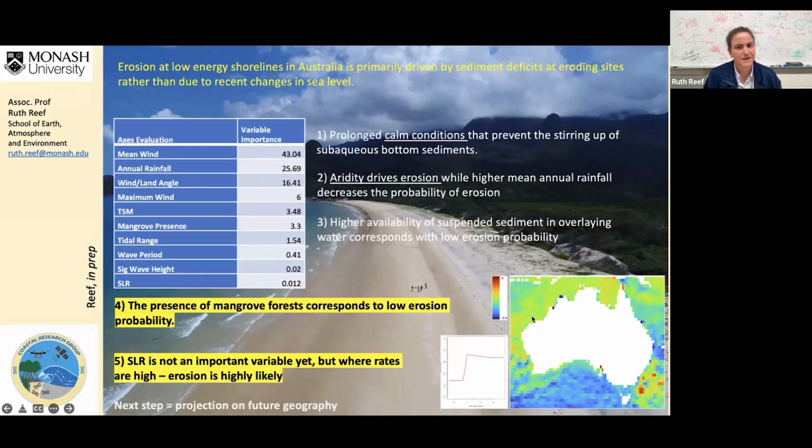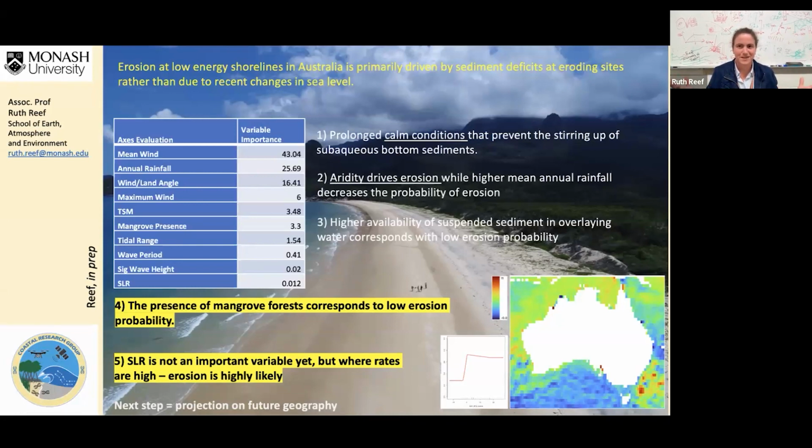And we can see that there are some areas where sea level rise is a bit higher. And where you increase sea level rise, so if I keep everything else on an average level and just play with sea level rise, if I increase sea level rise, I also increase the probability of erosion. So another thing that pops up is that mangrove forests correspond to low erosion probability. And we're going to focus on that now. But I just wanted to mention that the next step, of course, is projecting.